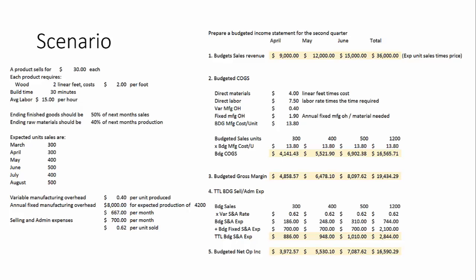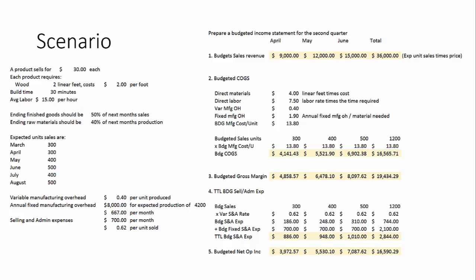Then we need to calculate a budgeted cost of goods sold based on those same sales units. But first we have to come up with a manufacturing cost per unit, and that manufacturing cost includes several different things. One is the direct materials. So in our case we have raw materials. We require 2 linear feet of raw materials at $2 per foot. So that's $4 for each unit. Our direct labor, it only takes us half an hour to build the product. So our $15 rate is actually $7.50 per unit. And then our variable manufacturing overhead that's been given to us is 40 cents.